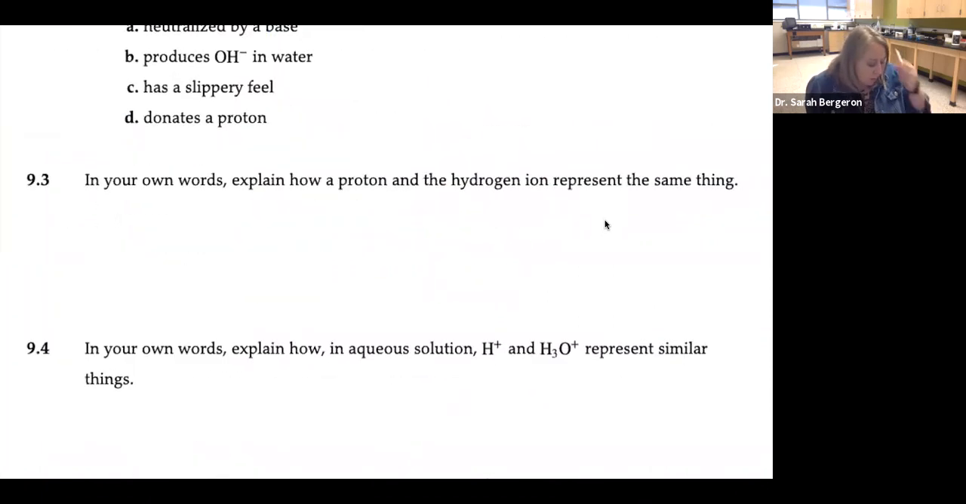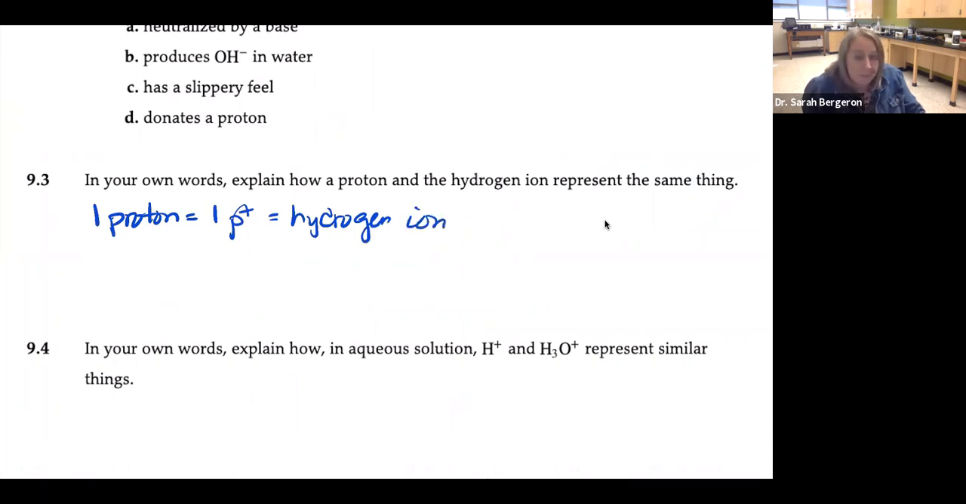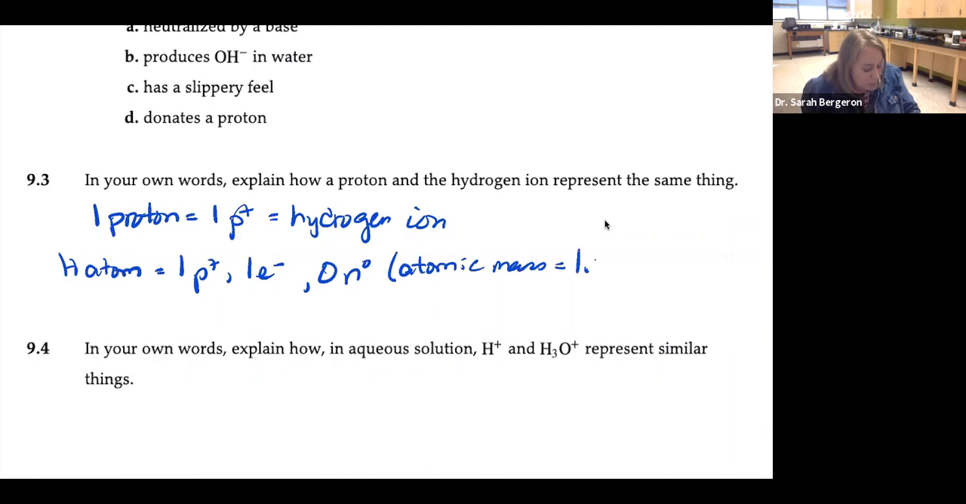All right, in your own words, explain how a proton and a hydrogen ion represent the same thing. So one proton is 1 P plus, right? That's all it is. So we call that a hydrogen ion. Why? Well, we know a hydrogen atom is equal to 1 proton, 1 electron, and 0 neutrons, right? And that's because the atomic mass is equal to 1.008. If it were a proton, a neutron, and an electron, it would be like 2.008, but it's not.